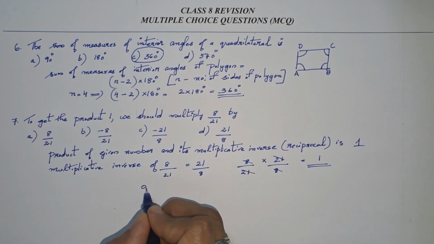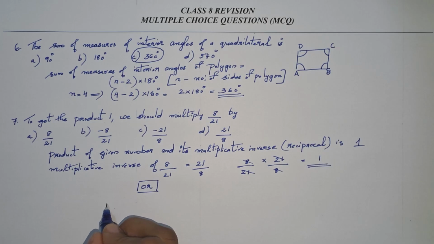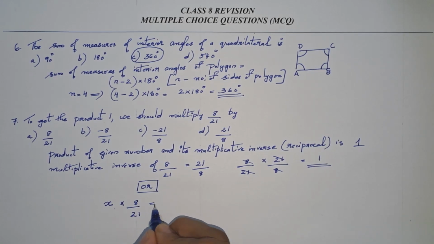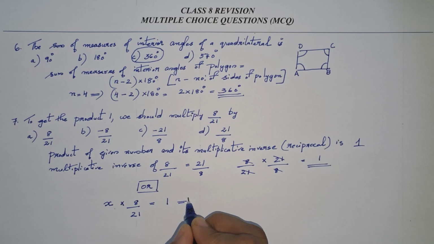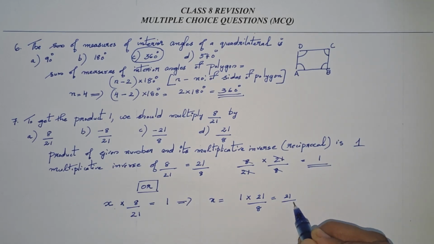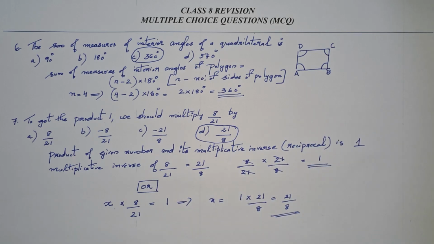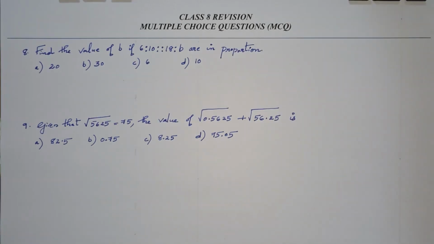There is an other method for the same question. The unknown number, we can take as x. x multiplied by 8 by 21 gives 1. If so, what is x? x will be equal to 1 multiplied by 21 by 8. We are transposing 21 and 8 to the other side. So we will get 21 by 8. Hence, the number to be multiplied is 21 by 8 and the correct answer is option D. Let's discuss the next question.